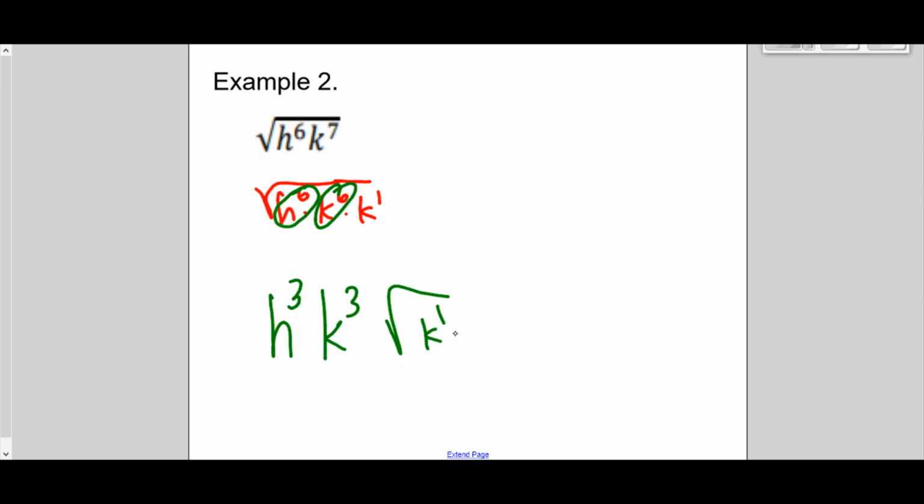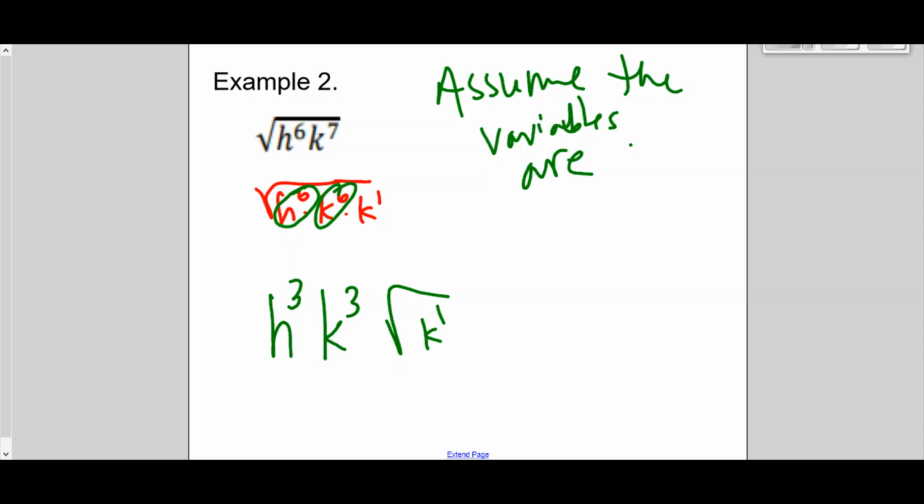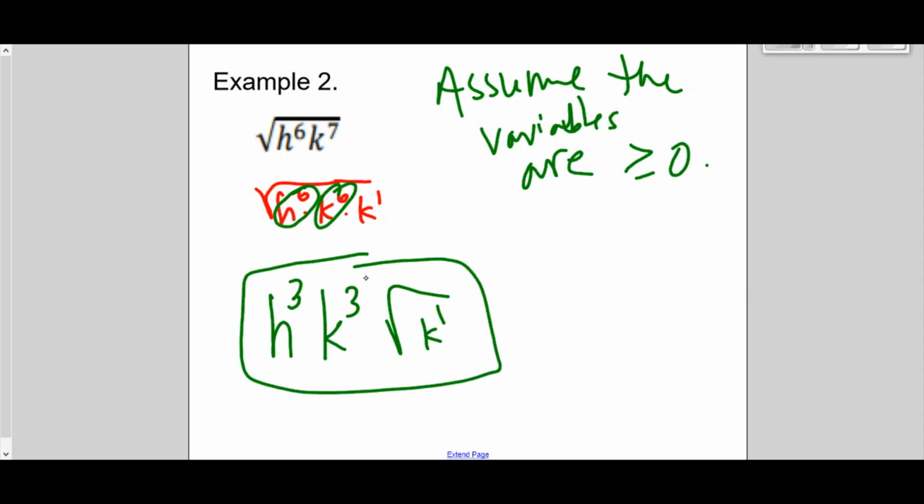Now, they didn't tell you to assume that these were positive, but we are going to assume the variables are bigger than or equal to 0, just to make sure that we're only getting positive numbers. So really, for all the examples that we see today, we're going to assume that the variables are positive or bigger than or equal to 0, just to make sure that everything is defined.